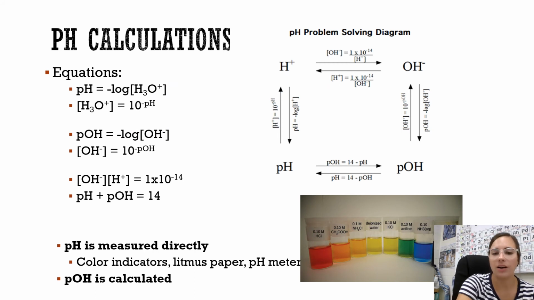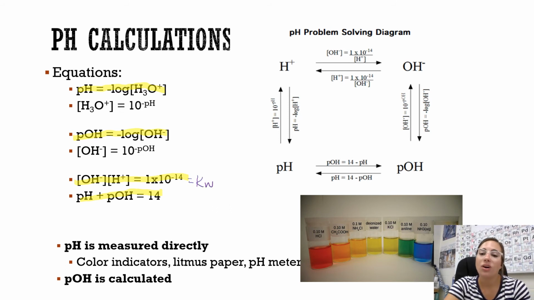So I'm going to kind of reiterate, on your equation sheet, you are given that pH equals the negative log of the hydronium concentration, pOH is the negative log of the hydroxide concentration, and that pH plus pOH is 14, and hydroxide times hydronium equals 1 times 10 to the negative 14, because this is Kw.